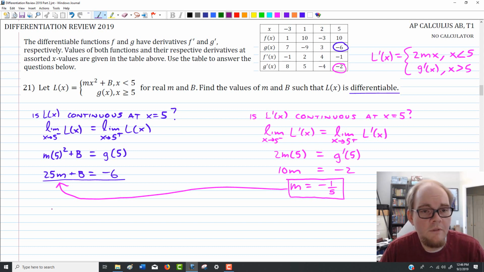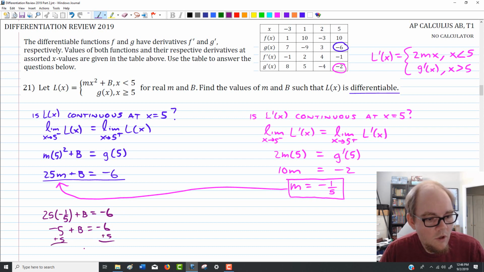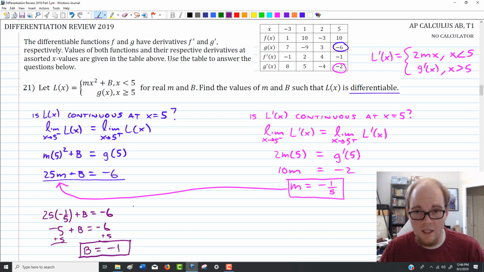So we don't have a true system, we have a very simple system. So plugging it in, we have 25 times negative 1/5 plus b equals negative 6. As far as ingredients, that's negative 5 plus b is equal to negative 6. And adding 5 to both sides, we're going to get that b is equal to negative 1. So our other value here is that b equals negative 1. And so there's our stuff.